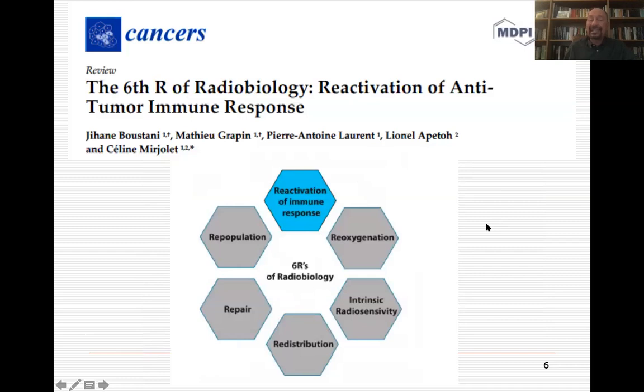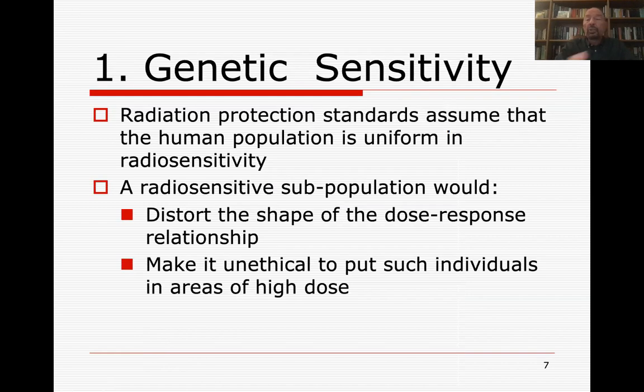And now there is even a 6th R. There is a recent paper where, in addition to repopulation, repair, redistribution, intrinsic radiosensitivity, and reoxygenation, we have reactivation of the immune response. So that's still another R that is related to the immune response to radiation therapy. This is really more in radiation therapy. We will stick in this lecture to radiation biology points, but that's just to let you know. So the first topic of today is the genetic sensitivity.